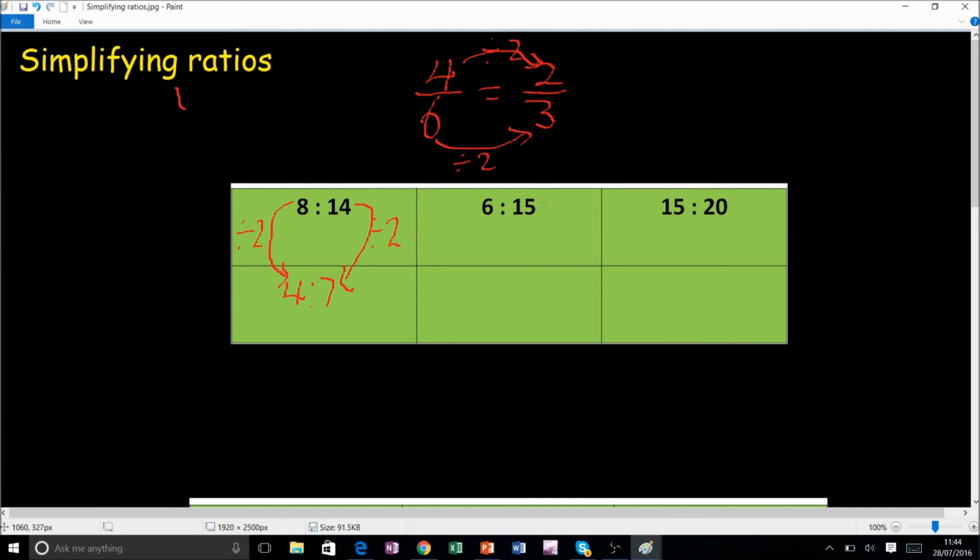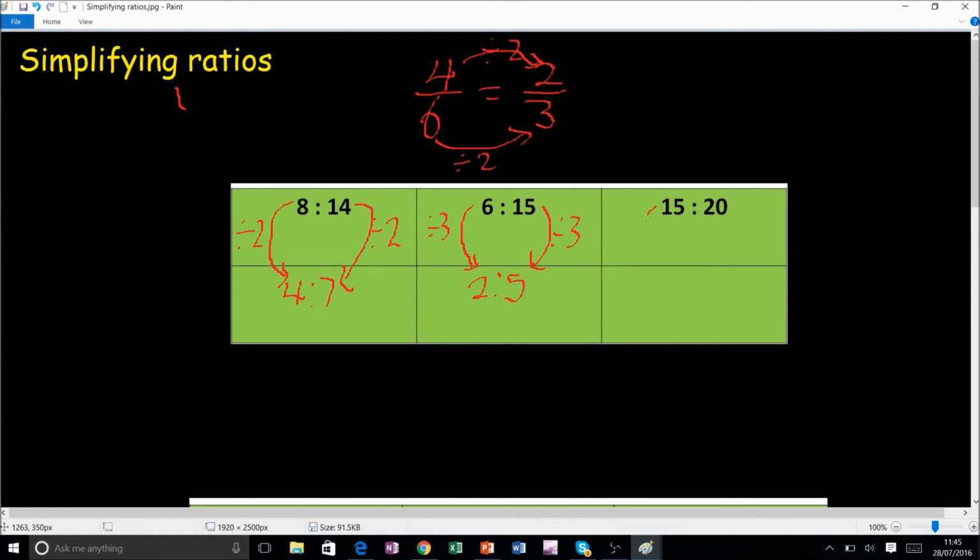Okay, now we're going to look at this one, 6 and 15. What's the biggest number that goes into both 6 and 15? It is 3. So again we are going to divide both sides by 3. So 6 divided by 3 gives us 2, and 15 divided by 3 gives us 5.